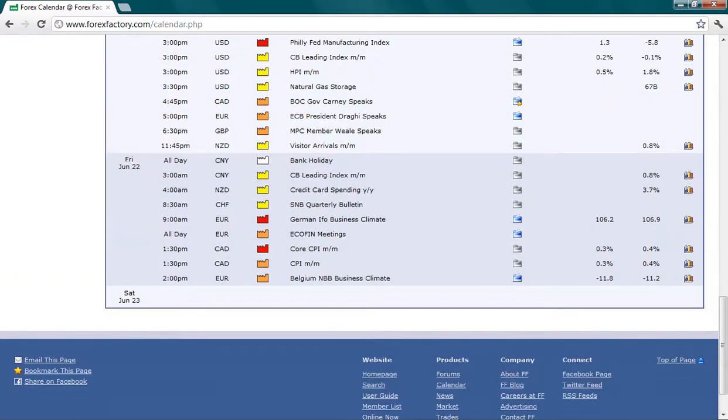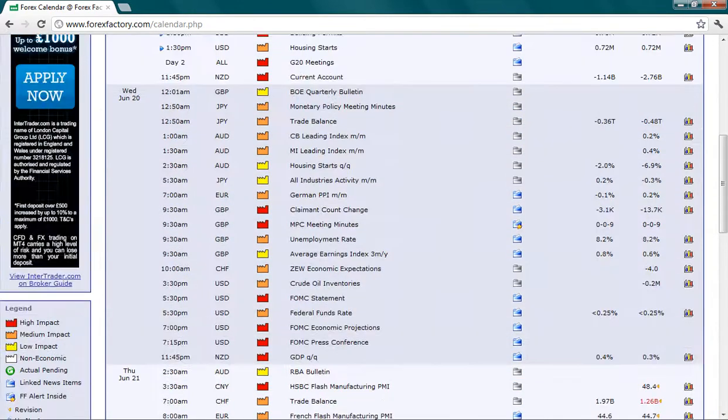And on Friday we have Eurozone news with the German IFO business climate that's forecast at 106.2. We have the ECOFIN meetings as well. So yeah, not a bad week in terms of economic data. There's quite a bit of high impact news there.